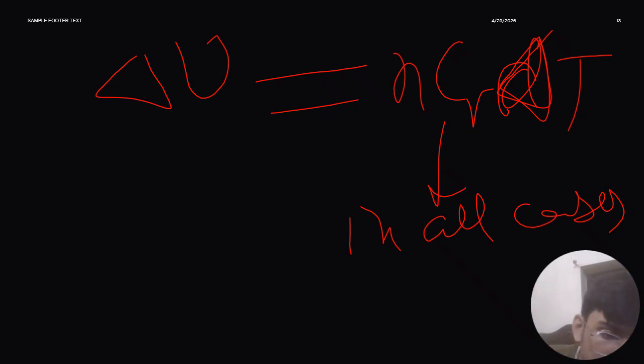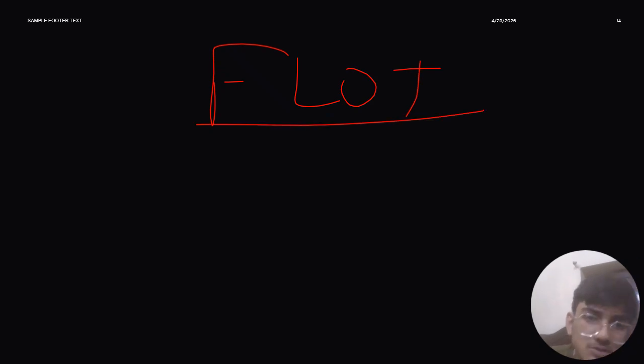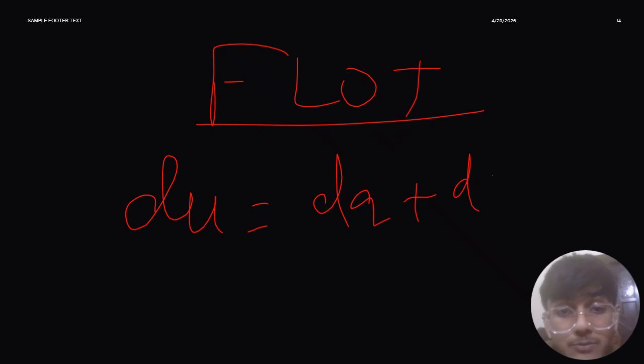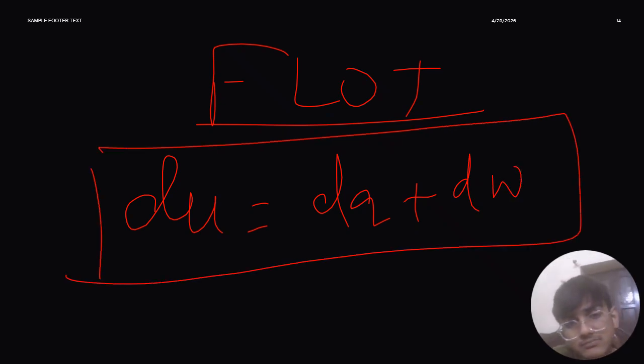So talking about the first law of thermodynamics, that is FLOT, we write in short form. We are talking in chemistry, so don't confuse it with physics. We are studying physical chemistry. It will be dU equals dQ plus dW. This you have to understand. In physics, we write dQ equals dU plus dW because there we consider work done by the system as positive. Here we'll consider work done by the system negative, as discussed in the sign convention. So remember, this is our first law of thermodynamics.